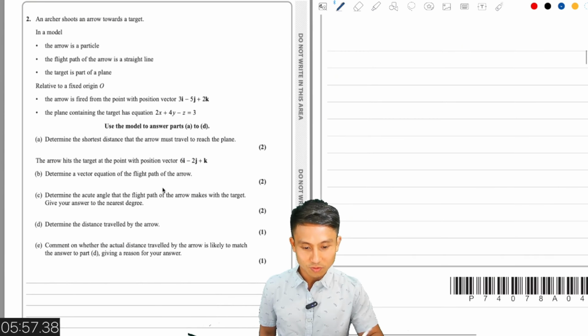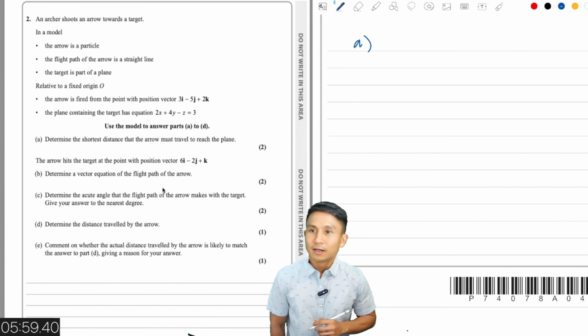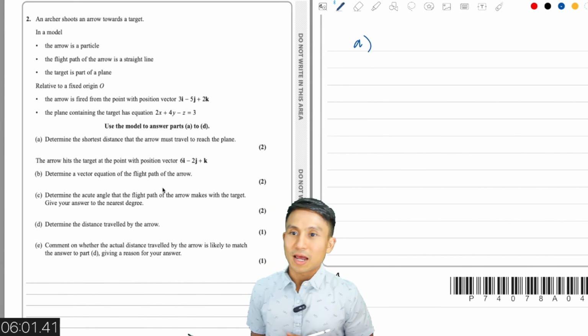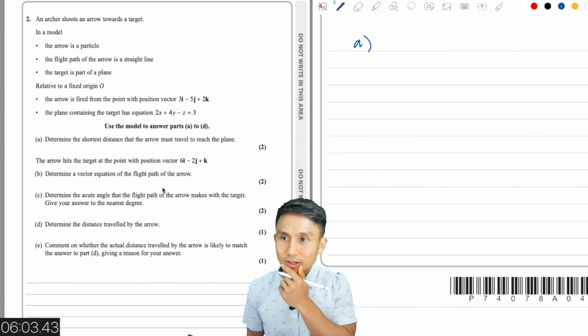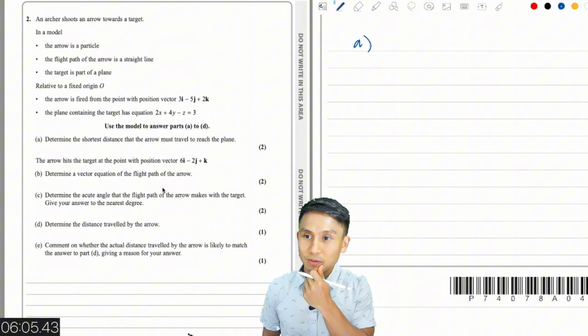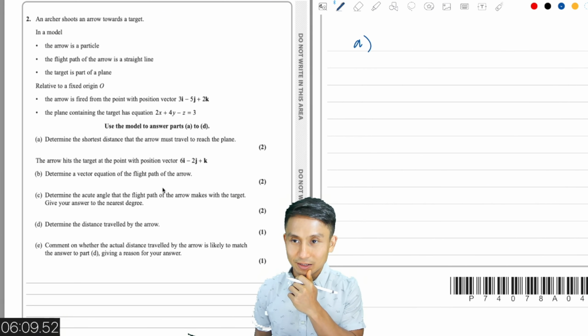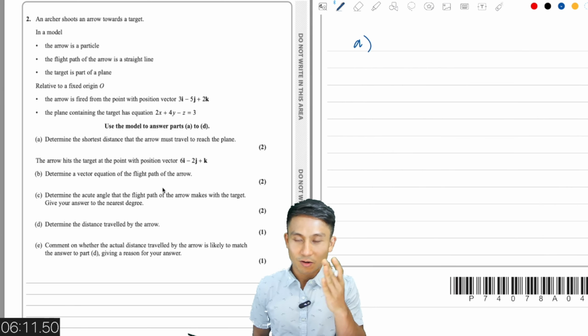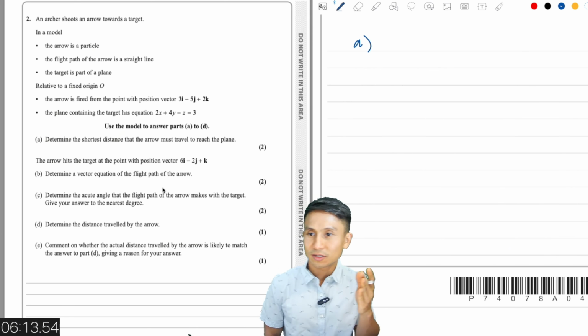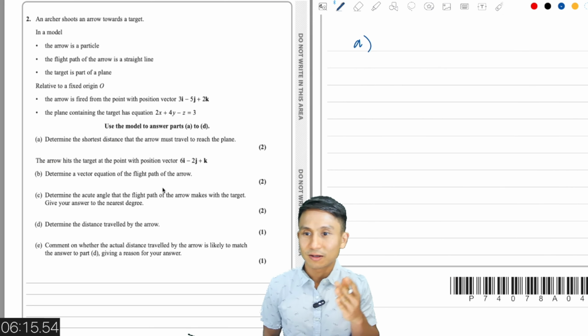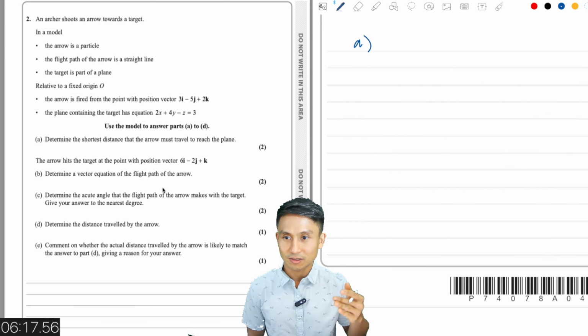This one, number 2. An archer shoots an arrow towards a target. In the model, an arrow is a particle, the flight path of the arrow is a straight line, the target is part of the plane. Okay, relative to a fixed origin, the arrow is fired from the point with position vector.